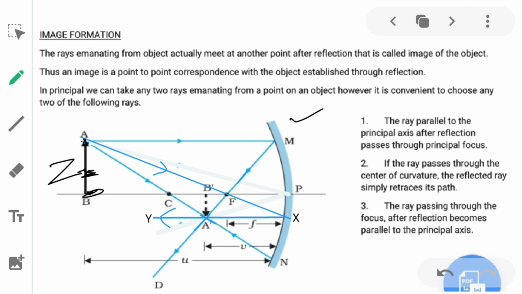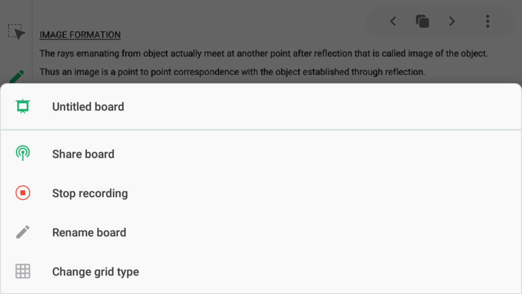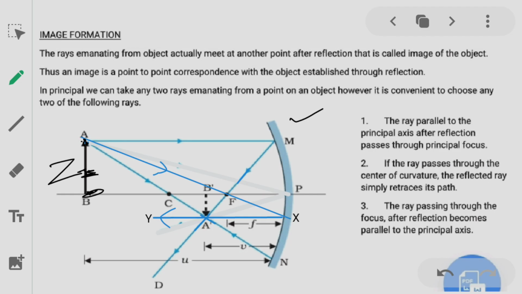To represent the image formation in the diagram, which are those 3 rays that we can consider? The first one is the ray parallel to the principal axis, which after reflection passes through the principal focus. It is nothing but the definition of the principal focus.